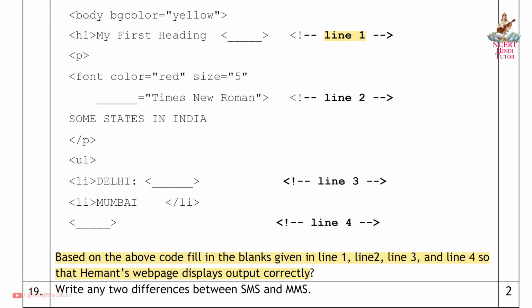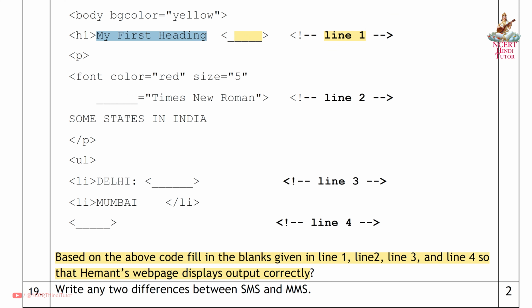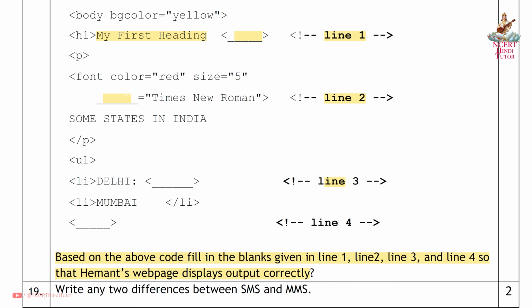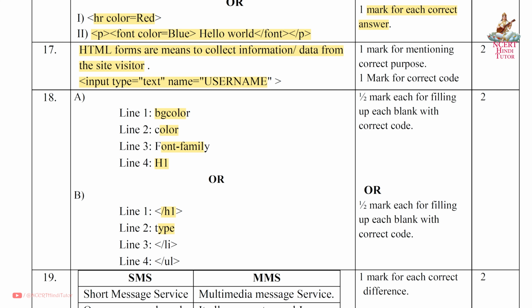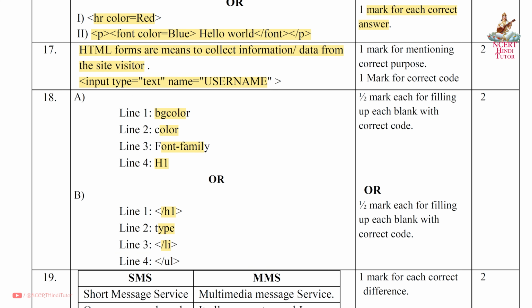So here is line 1, here should come the answer H1, my first heading. Line 2, in the blank, the answer is type. In line 3, in the blank, the answer is li. In line 4, in the blank, the answer is ul.